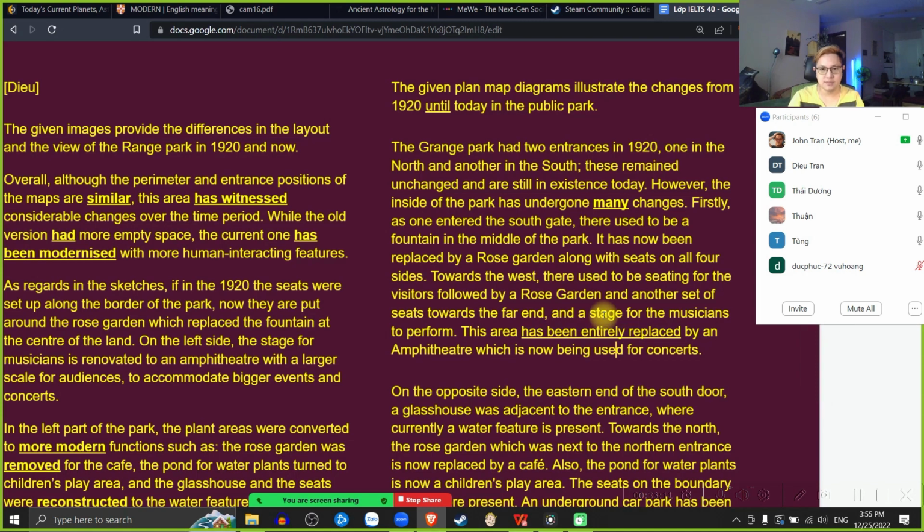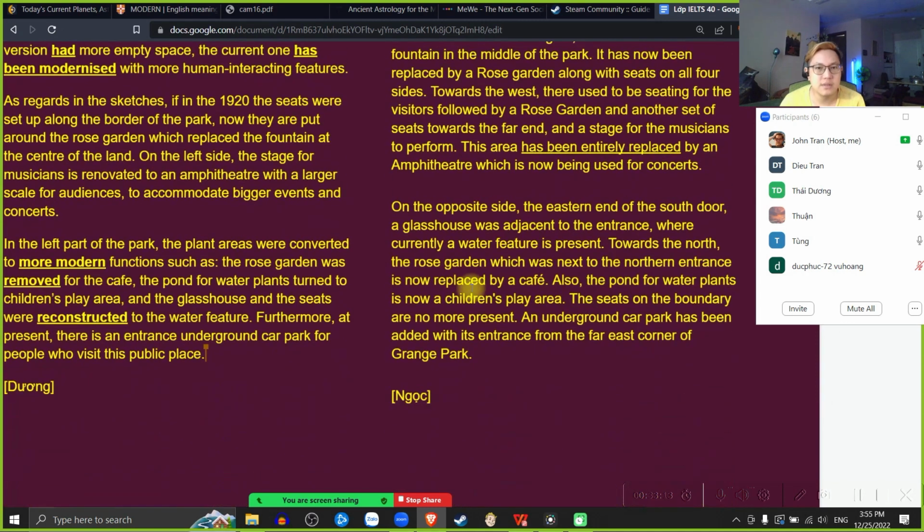Which is now being used for concerts. On the opposite side, mặt đối diện thì sao? The eastern end of the south door. Cái phía bên phía đông của cái cửa phương Nam.